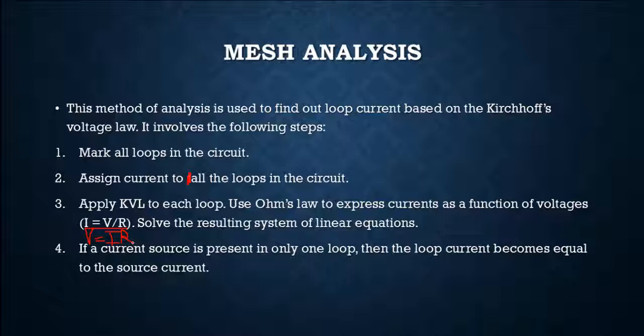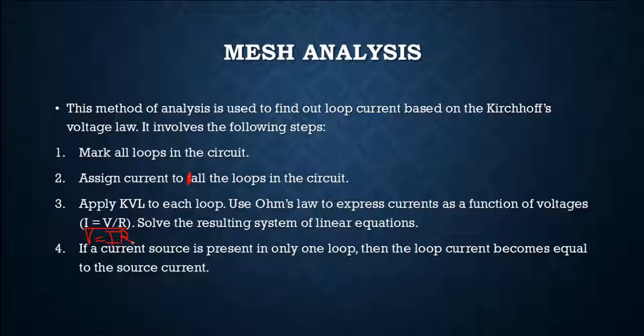Now point number 4 focuses on a specific scenario: if we have a current source which is a part of any loop, then there are two cases. The first case is that the current source is only a part of a single loop, right? It is not common between multiple loops. In that case, point 4 highlights that the loop current will become equal to the source current, right?